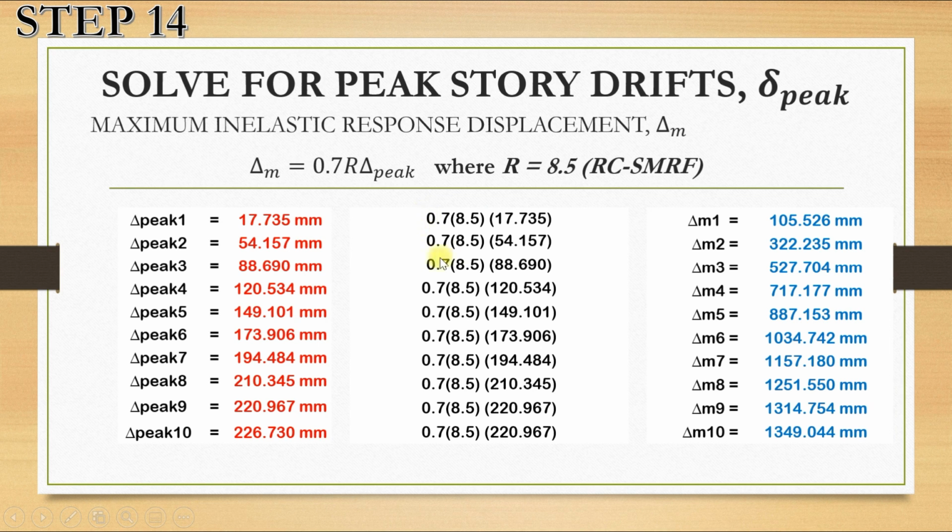54.157. So, kung ma-observe natin na constant lang itong ito. So, dito sa ikalawa, meron siyang delta M2 which is equal to 322.235 mm hanggang dito sa delta peak 10. So meron siyang sa delta M10 na value na 1349.044 mm. So itong mga value na ito na yung mga maximum inelastic response displacement for each floor.